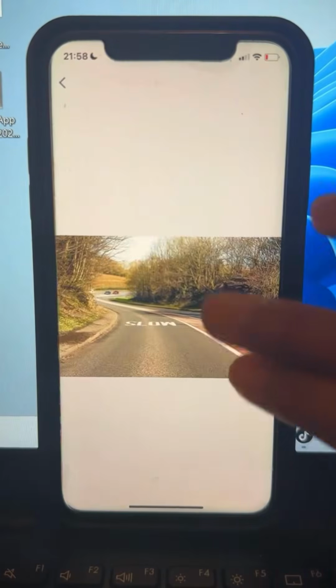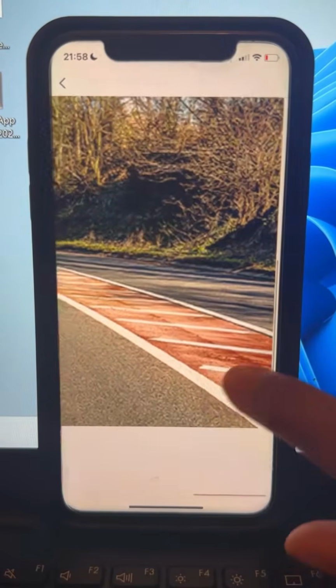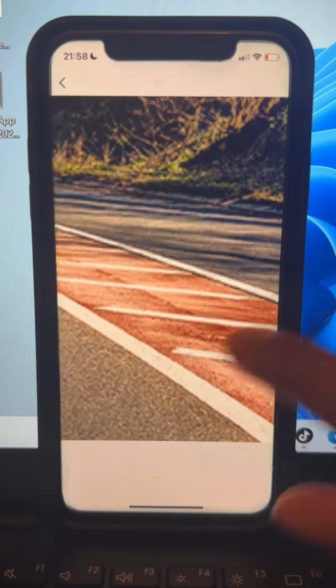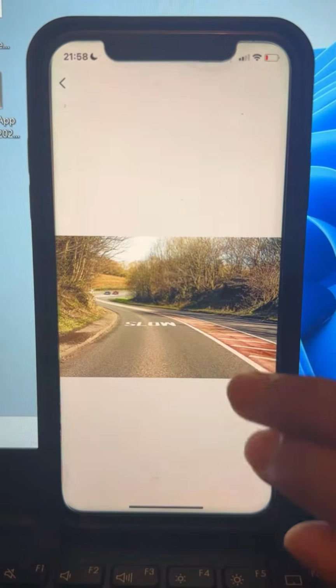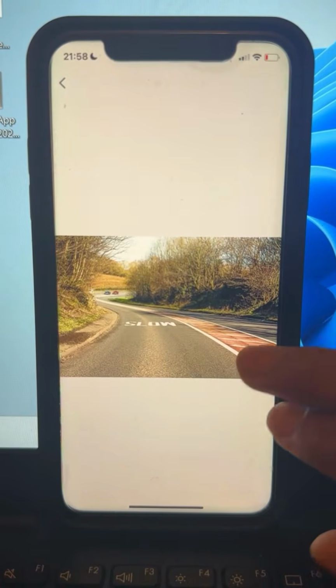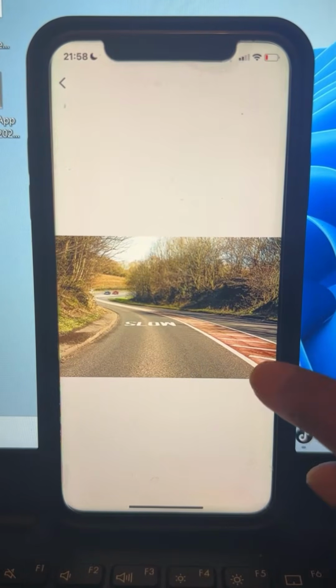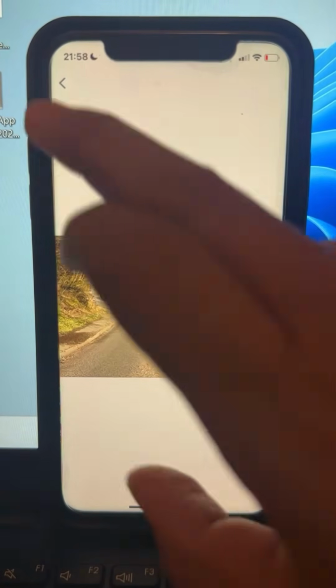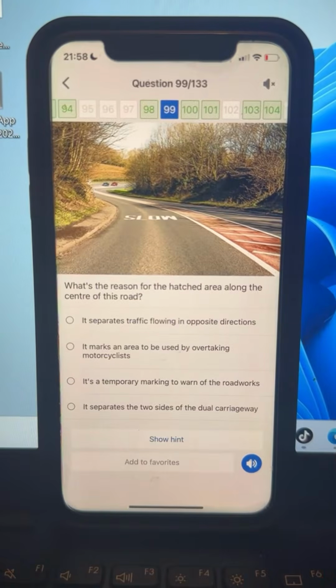How about this one? What's this? Why are you having this area painted in red and got some slashes in it? Do you know what this is? Why is this area like that? It's not two lines nearby each other, but we have a space between them. Okay? Okay? So, this is what we call a hatched area. Let me just show you how it looks on the road, yeah?